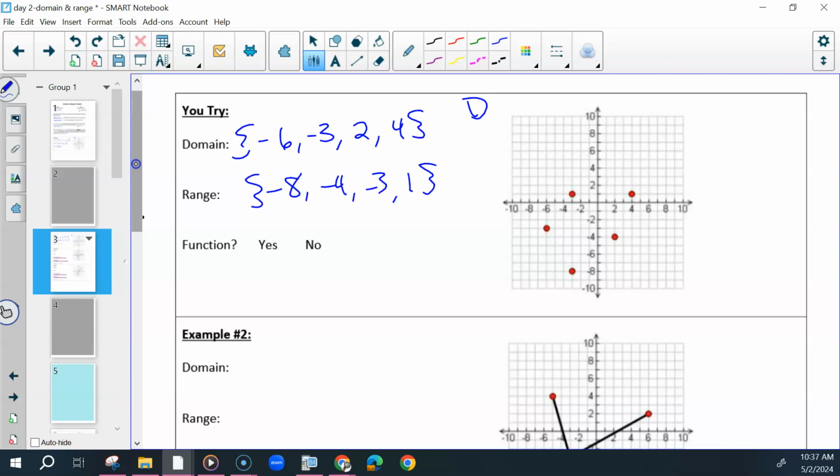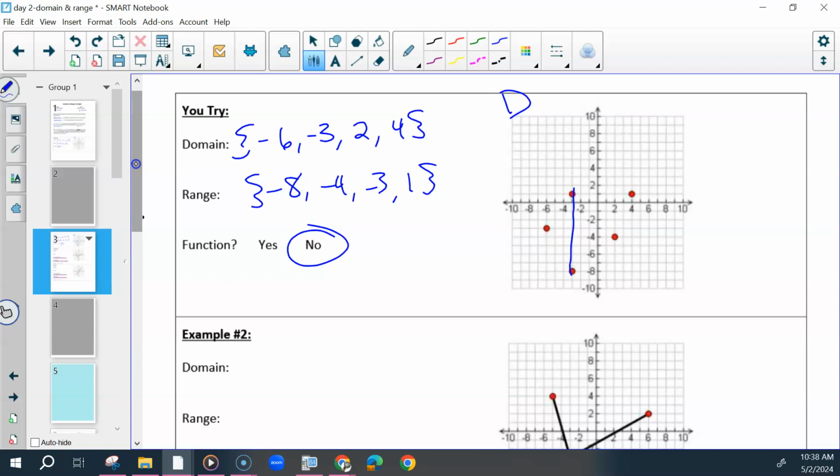Next. This is supposed to be a D, it looks like. Alright, is this a function? No. Because it wouldn't pass a vertical line. Any questions so far? No.